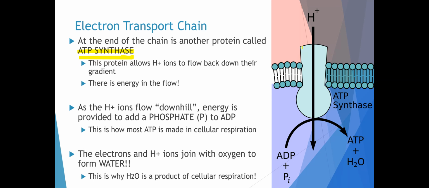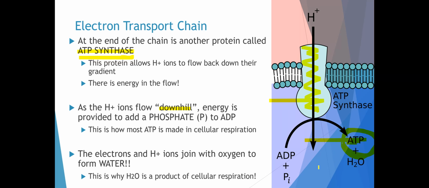This right here is my ATP synthase. It's a big chunky protein. And it's going to be a channel that allows hydrogen ions to flow through it. And so as those hydrogen ions flow downhill, there's energy in that flow. And that energy is what allows those phosphates to be added to ADP in order to make lots of ATP, okay? So we're going to get lots of this energy right here as these hydrogen ions flow down through that protein.